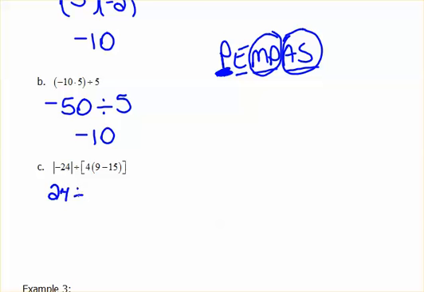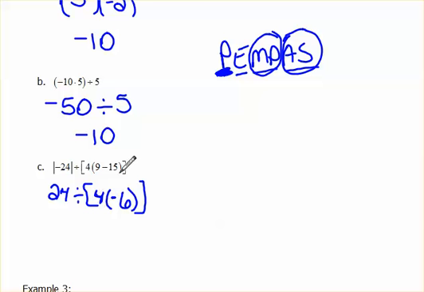So we have 24 divided by, and now we have to do our inside parentheses first. So this is 4 times 9 minus 15. Since the signs are different, we are just combining. There's no multiplication and division here. This is just combining like terms. So since the signs are different, we subtract, which would be a 6, and keep the sign of the larger number. So you've got to remember your rules.